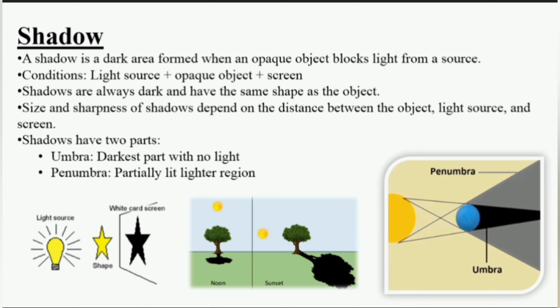Shadows have two parts: umbra and penumbra. The darkest part where no light reaches is the umbra. A lighter, partially lit area around the umbra is called the penumbra. You can see here the umbra and penumbra.